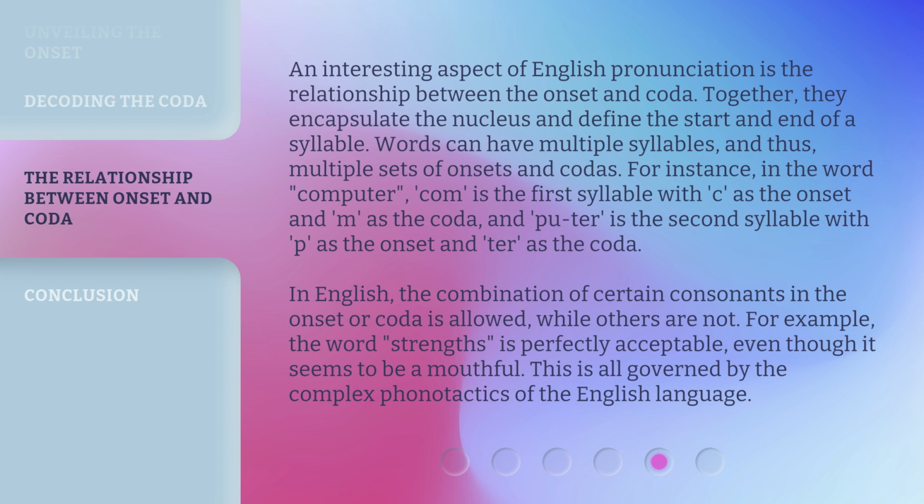In English, the combination of certain consonants in the onset or coda is allowed, while others are not. For example, the word strengths is perfectly acceptable, even though it seems to be a mouthful. This is all governed by the complex phonotactics of the English language.